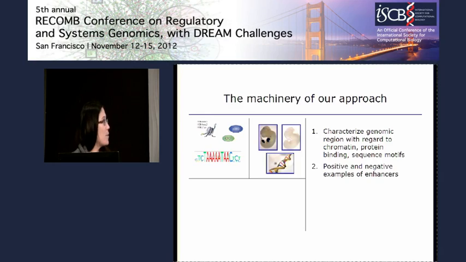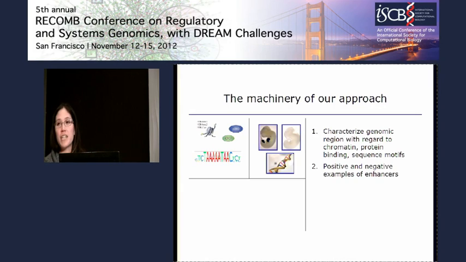So these top two examples are from the Vista enhancer browser, and that's what we're using as training data in our algorithm. And Len introduced the Vista browser yesterday in great detail, but I'll just remind you, thousands of putative enhancer sequences were tested in this transgenic mouse assay, and some were shown to have enhancer function at embryonic day 11.5. Others were not. We're also, in this approach, characterizing regions of the genomic background.